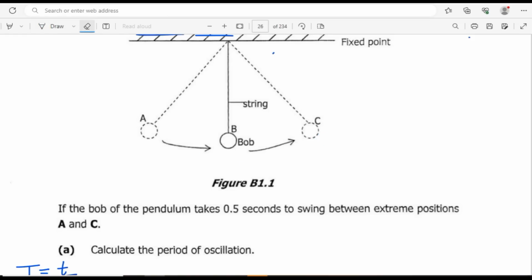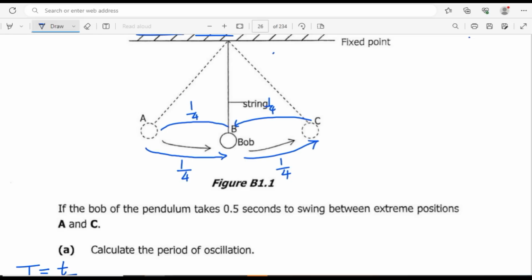So what we are supposed to do here is, first we need to look at if the bob moves from point A to B, how many oscillations have we made here? So this is just a quarter, which is 1/4. Then from B to C, it's 1/4. Then C to B, 1/4. B to A, we have 1/4.